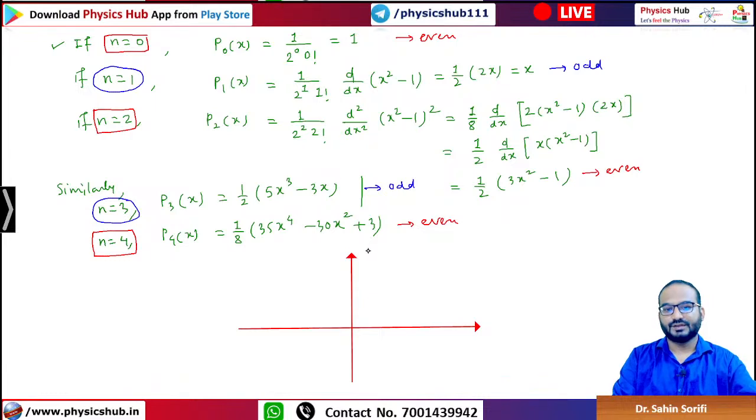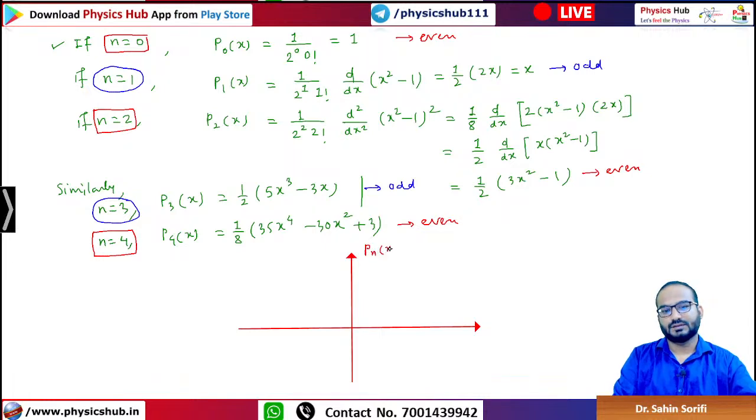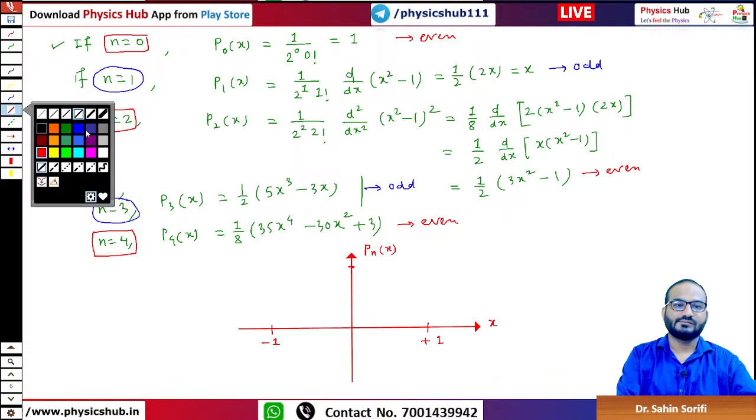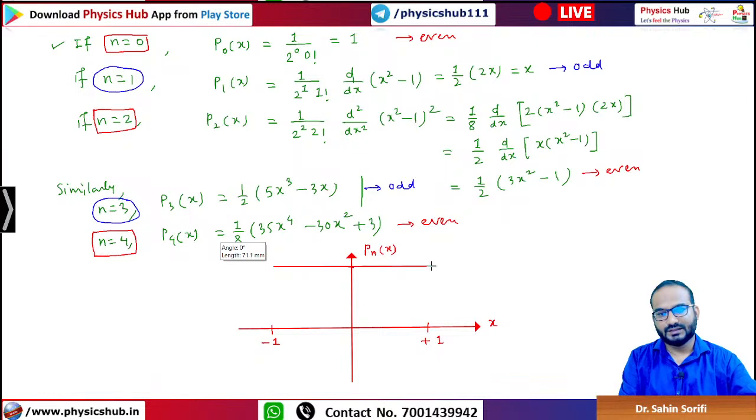Okay, so if I just plot it between Pn of x versus x, roughly we can say that x is varying between -1 to +1. Let's say this is your +1. Now tell me, when you plot n equals to 0, P0(x) equals to 1, so what kind of graph can you expect? It is equal to 1, so it will be like this.